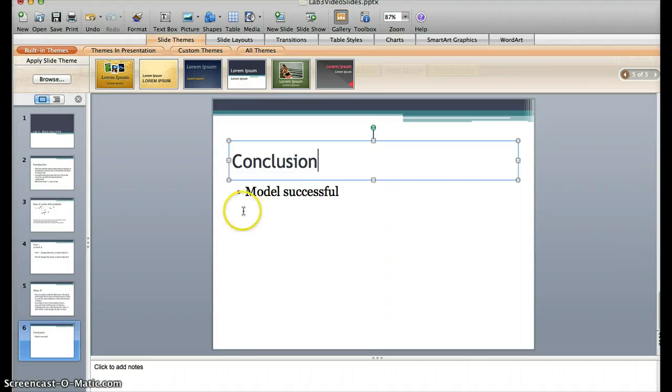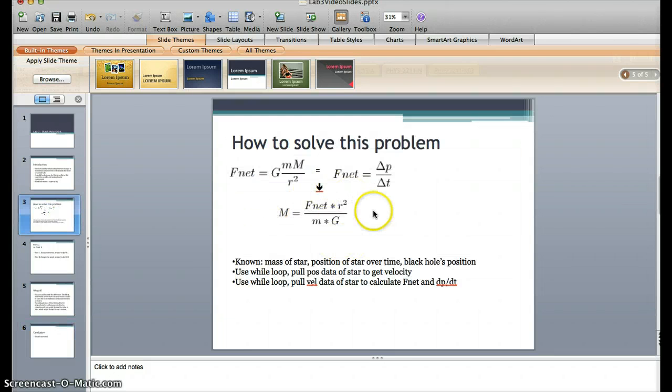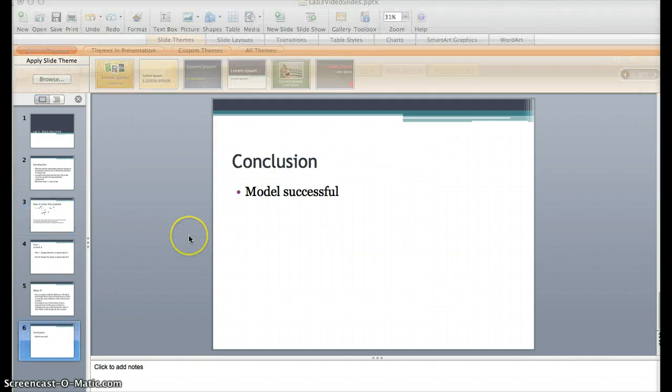My overall conclusion from this experiment was that my model was successful in predicting the mass of the black hole using the formula seen here and the information gathered from the Python iteration. And that pretty much concludes my lab presentation.